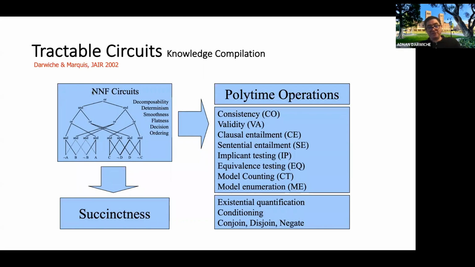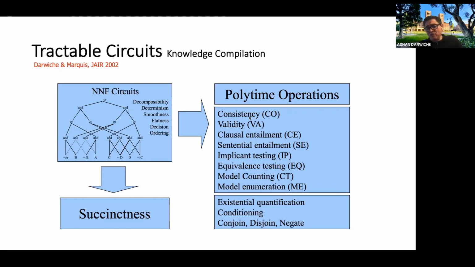You have this notion of an NNF circuit, and then you start applying properties to it. And if the circuit is decomposable, then certain queries that are hard become easy. Then you add another property called determinism, then even more queries become easy. This area is known as the knowledge compilation area, or tractable circuits area, and it studies this systematically.